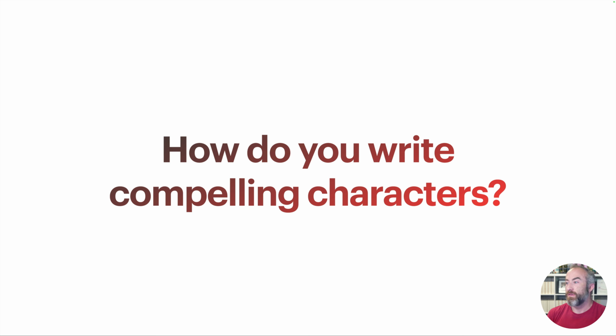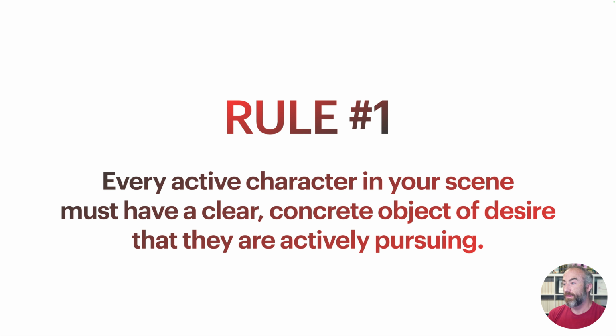So I come back to this question: how do you write compelling characters? And we know it comes down to making sure your characters want something, but I've got 3 rules that'll help you put this in place in all of your writing. Rule number 1, every active character in your scene must have a clear, concrete object of desire that they are actively pursuing. So throughout the entire scene, throughout the entire book, each active character has to have a clear object of desire, and they're actively pursuing that object of desire.